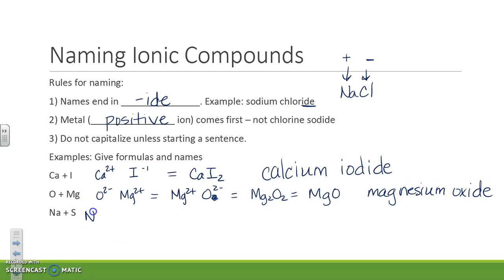And then for this last one, Na with a +1 charge, S with a -2, cross them down, you end up with Na2S. Can I simplify? No. So it's now sodium sulfide. Pretty easy, right? Okay.